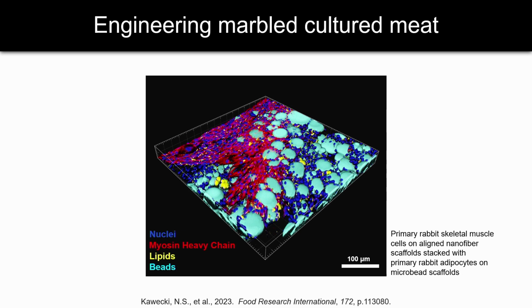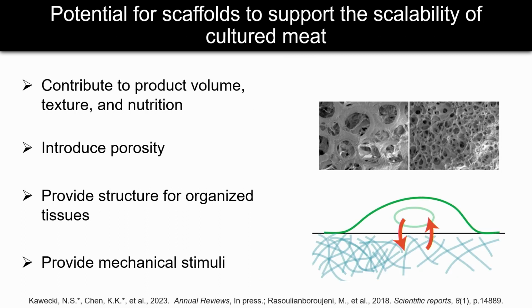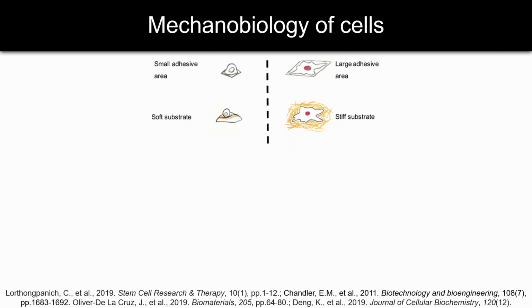So overall, while I was working on this project, I found that the utilization of scaffolds allowed me to really tailor the environment for each cell type and then subsequently engineer multi-component tissue that's organized. And lastly, we're really interested in scaffolds given that it can provide mechanical stimuli to cells.